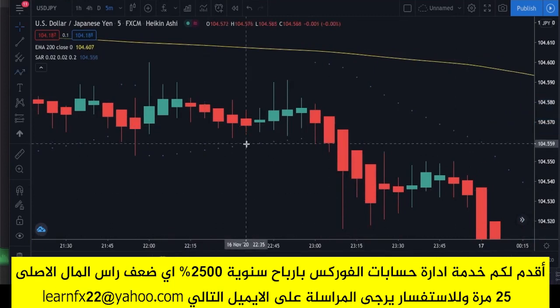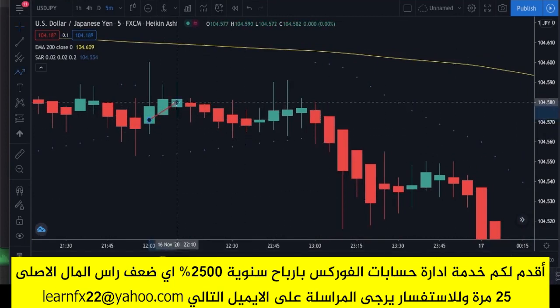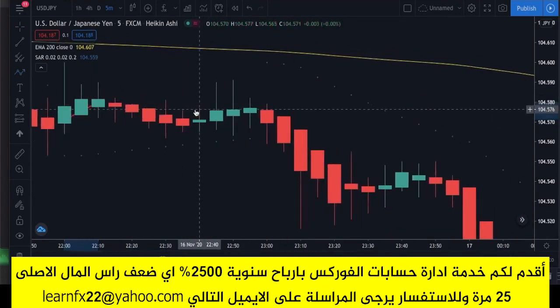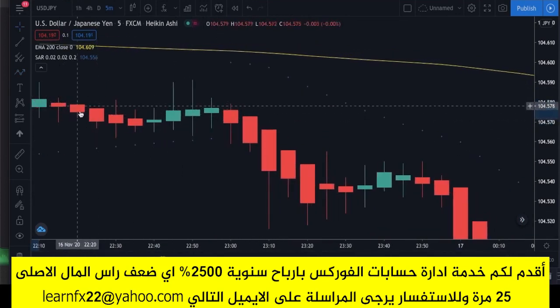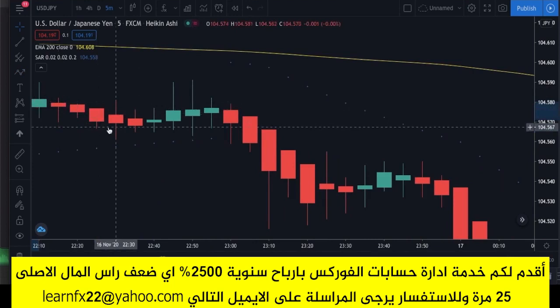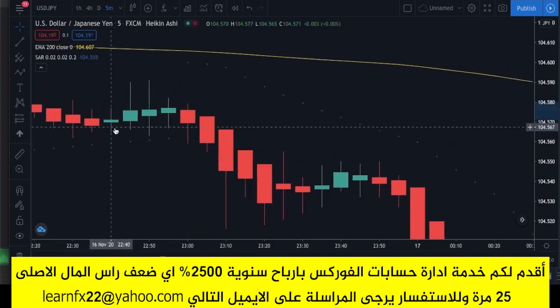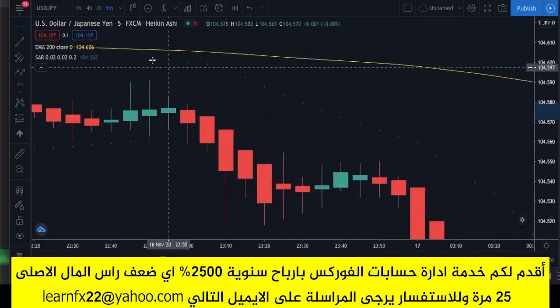Now you see 3 green candles in a row, but we are still unable to open a trade here. Because there are 2 errors with this trade. First, parabolic SAR is below the price, and second, there is a small upper shadow on the candle. Let's move on. Now we have a clean entry.